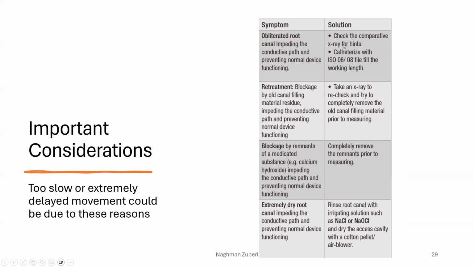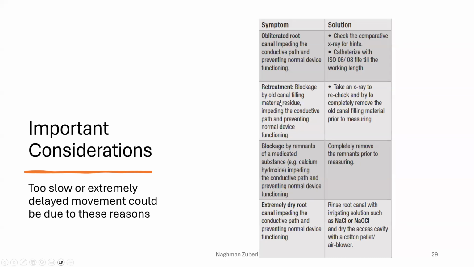Check the comparative X-ray, which you have taken earlier. Catheterize the canal with a small file like size 6 or size 8 file, till the working length. You can use even at times EDTA for that purpose to make the canal more patent using the smaller size files. Retreatment may cause blockage as well.